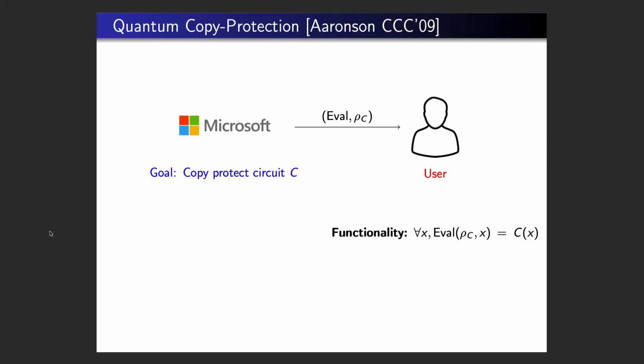Right? So suppose, let's say, it wants to evaluate on input x, it will run the Eval algorithm, which is modeled as a quantum circuit, on input rho C and x, and the output of this is going to be C of x. So this is the functionality aspect.